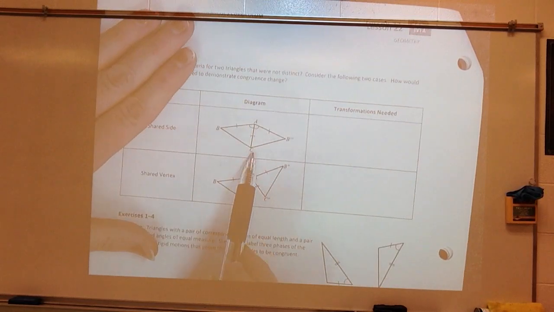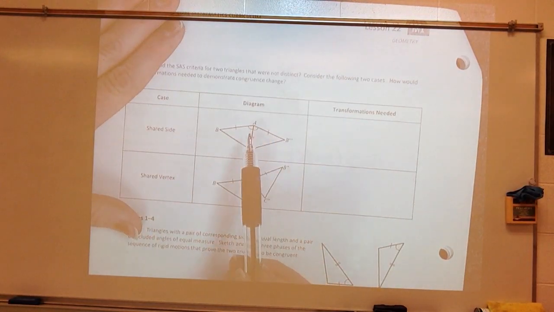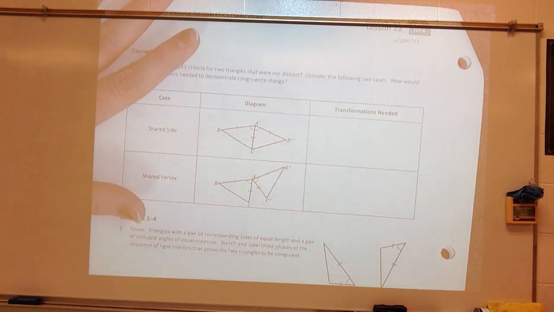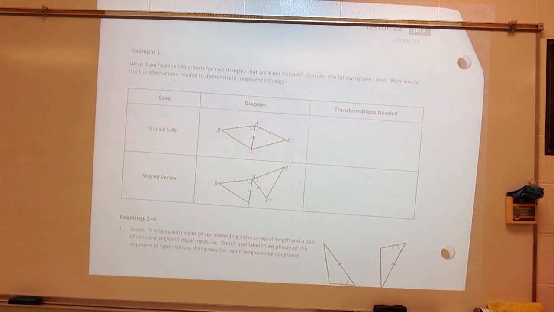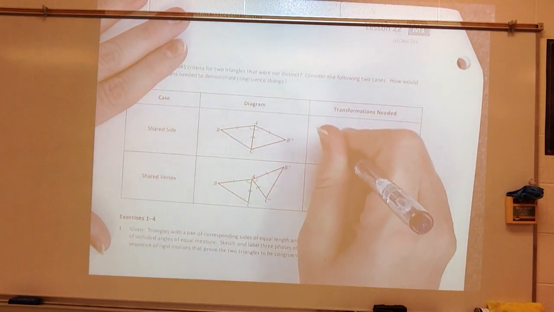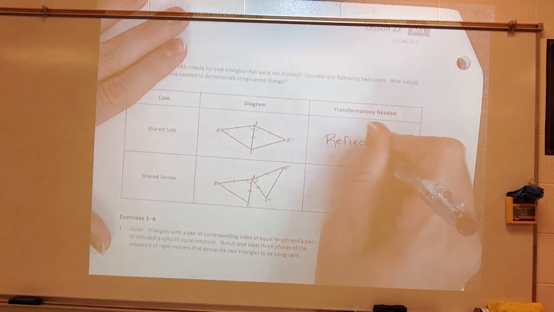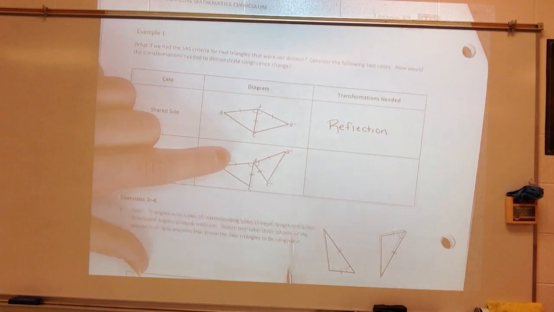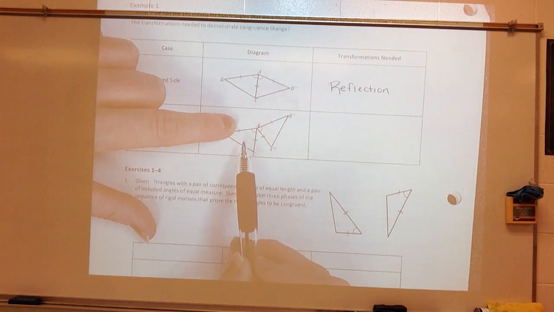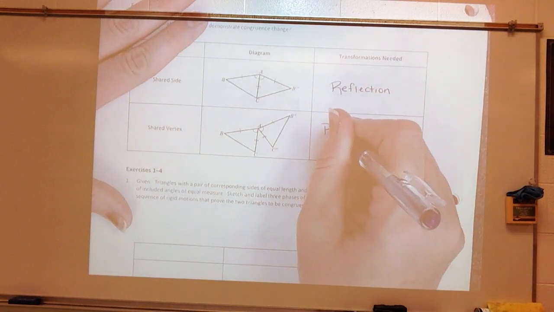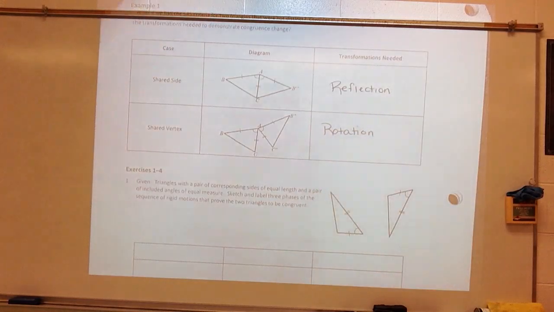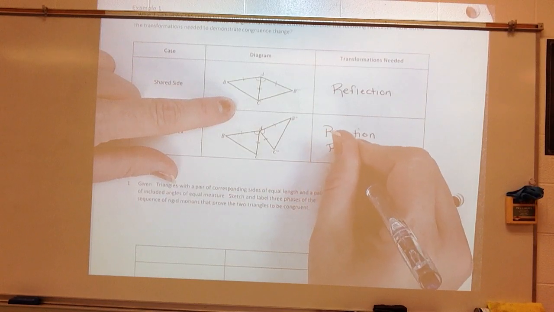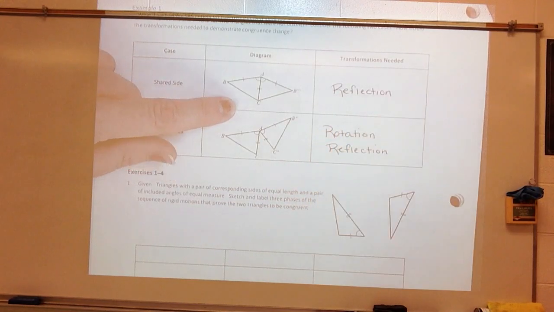Well, they share this side here, so we know it's congruent. They share this angle here. The only thing we've got to do is figure out this side here. Guys, all I would have to do is fold that, and that would be a reflection. What if I had a shared vertex? At this point in time, I would have to rotate this angle. So we would need to do a rotation. Then it would end up looking like this. So then I would just have to do a reflection. Okay?